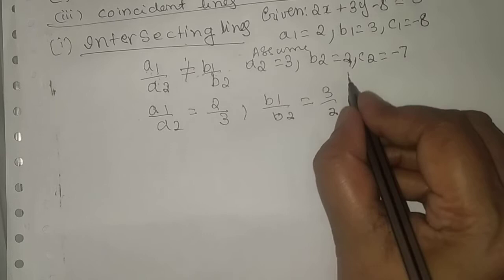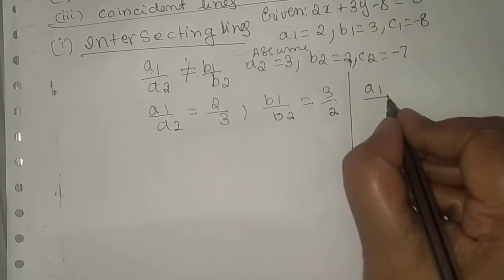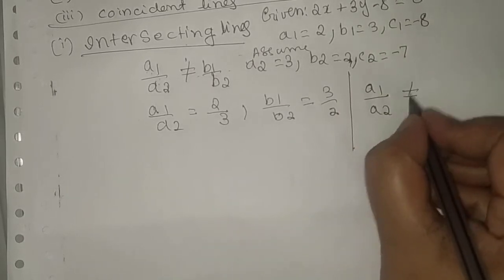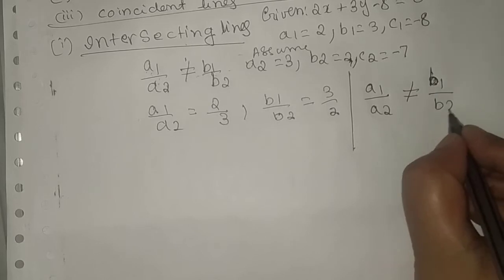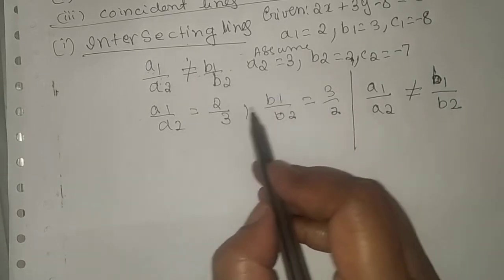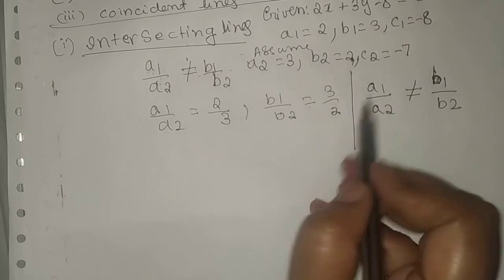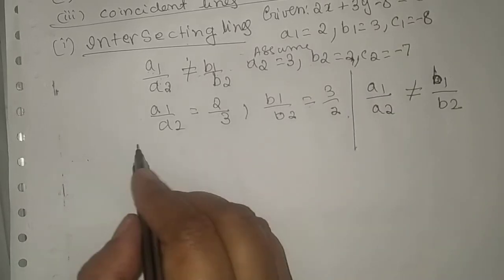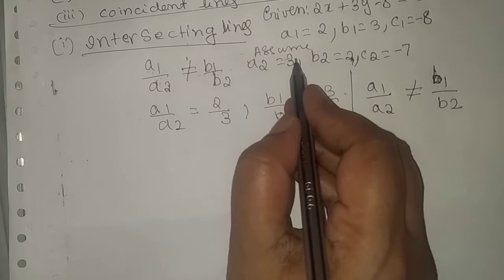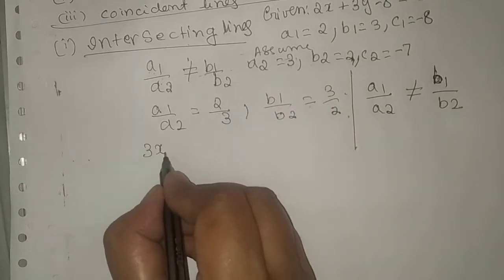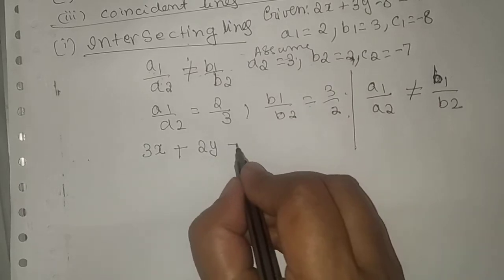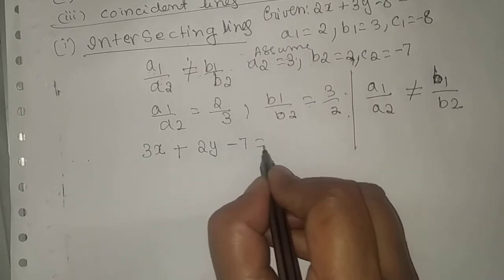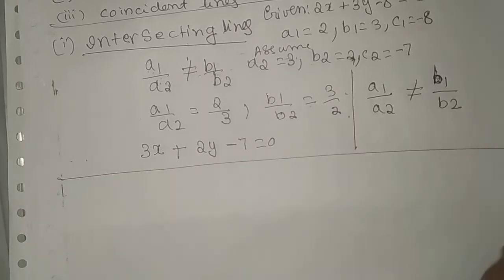Therefore, see, both are not equal, a1 by a2 and b1 by b2. We have to construct the equation in this form so that both are not equal. So that is the question. We take the values in such a way that a1 by a2 is not equal to b1 by b2. So this is the first. Now construct the equation. What we have taken here becomes 3x plus 2y minus 7 is equal to 0. So this is the first condition.